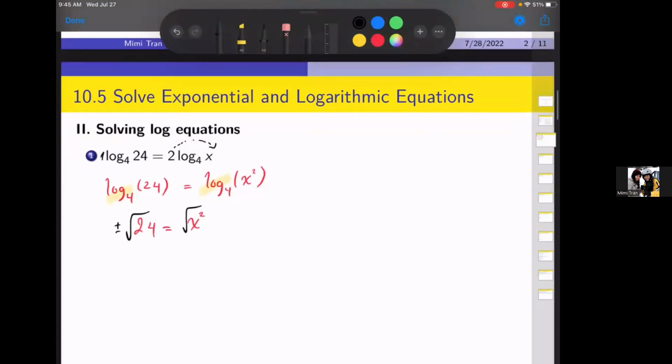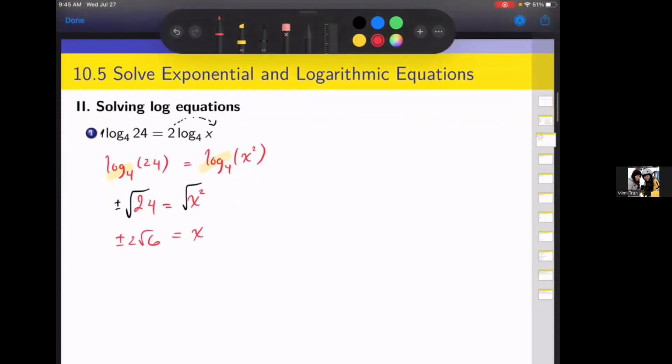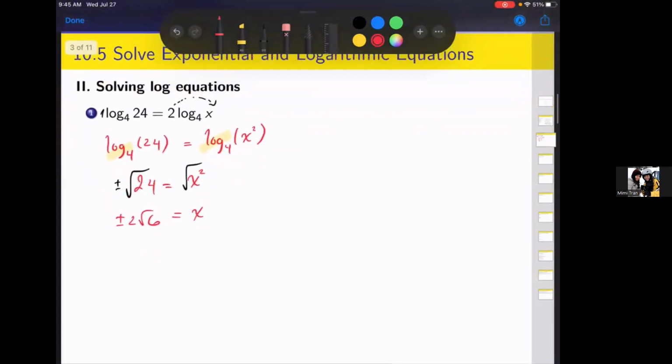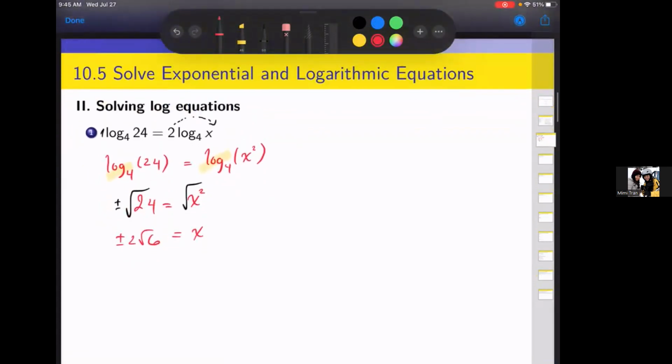Plus and minus, right? So x equals plus and minus square root of 24, which simplifies to 2 root 6, right? I hope by now you got good with simplifying radicals. Now I'm gonna check my answer. Remember, log only takes positive input, right? I'm saying input. So I gotta check my answer. Must check your answer.